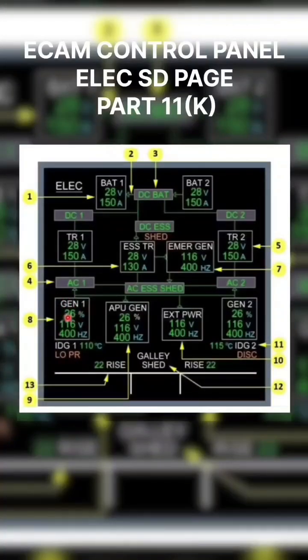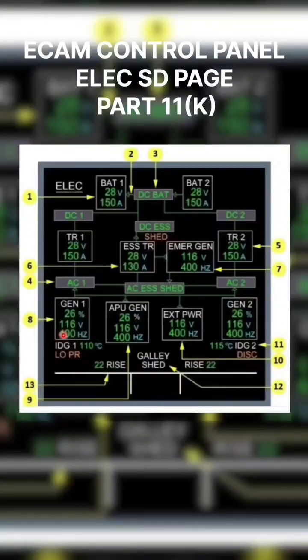This is a 26% load. Normally it will be green, and it becomes amber if the load is more than 100%. And this voltage will become amber if the voltage is more than 120 volts or less than 110. And this frequency will become amber if the frequency is more than 410 hertz or less than 390 hertz. This will also become amber.